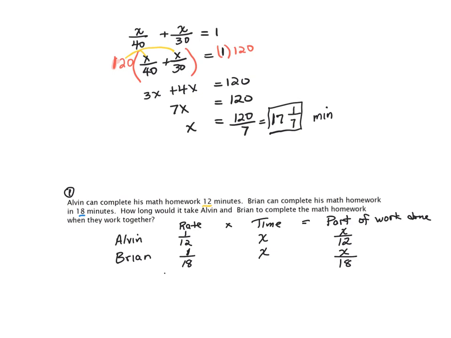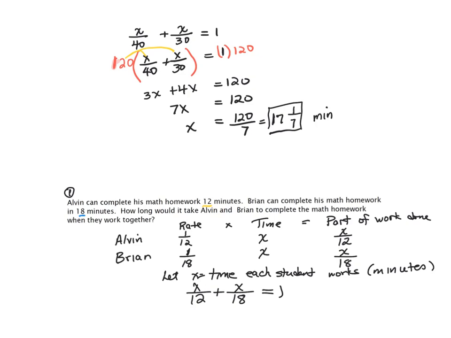So let's write the key. Let X equal the time each student works together, and this is in minutes. We should write down that this is in minutes because the time could be in hours. And our equation is X/12 plus X/18 is equal to 1. And I'll leave the algebra part to you. But that's how we would set up the problem.